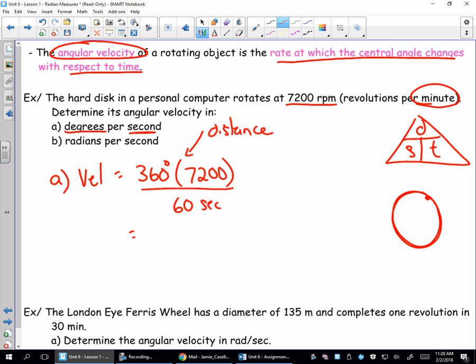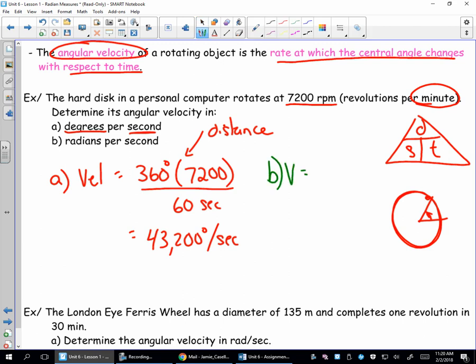So I can find my actual speed, my distance traveled divided by my time, and it turned out to be, we'll put it all together, 43,200 degrees per second. That's how fast this angle in here is changing. Right, that little angle in there. I can do the same thing in radians. I just have to measure it in a different way.